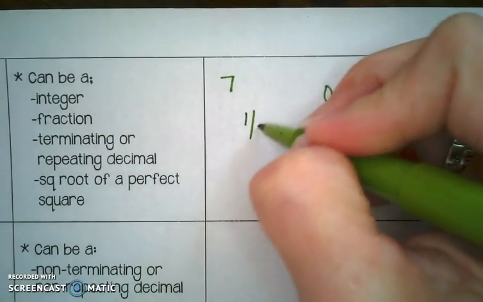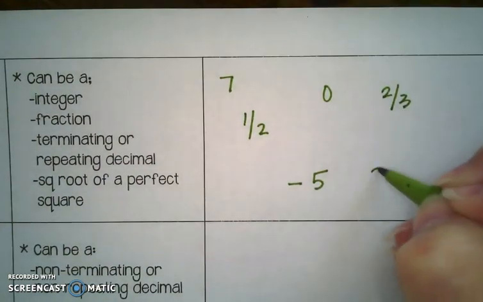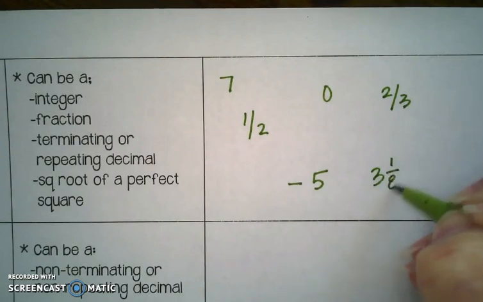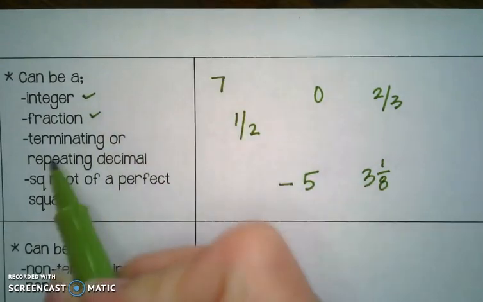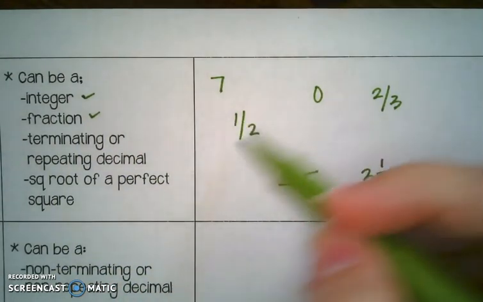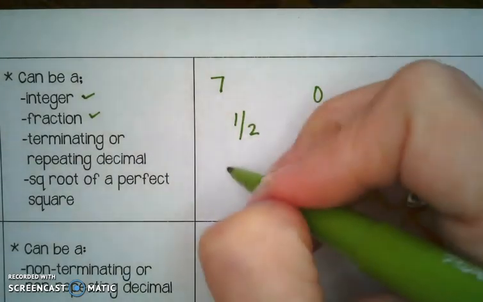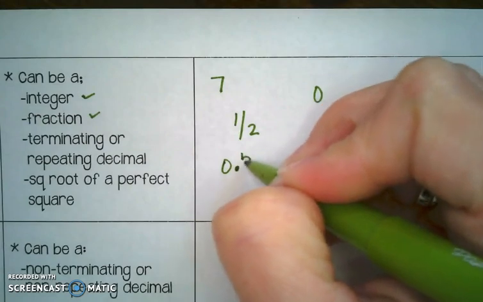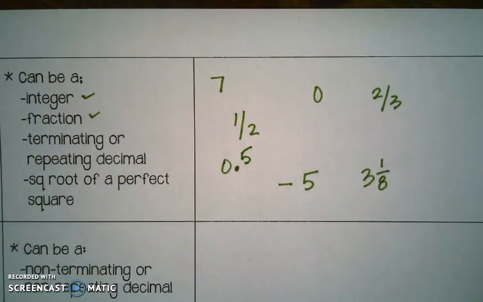So 1/2, 2/3, 3 1/8. Okay, so we did integers, we did terminating or repeating decimals. All right, so let's think about this. We have 1/2 right here. That 1/2 is a terminating decimal because that's the same thing as 0.5. So if 1/2 is allowed, then 0.5 is allowed.